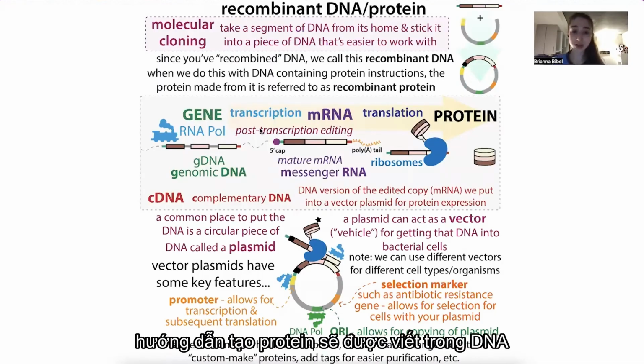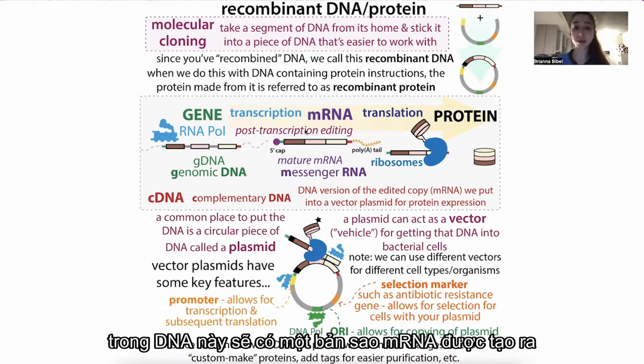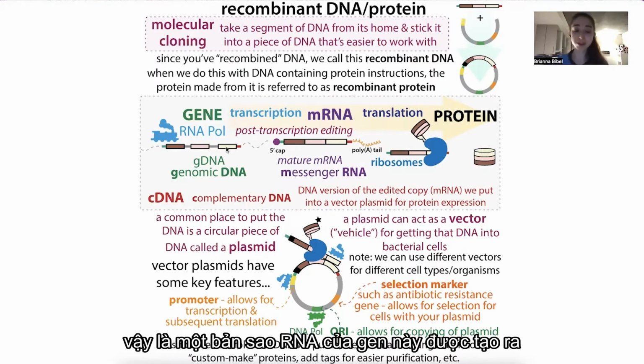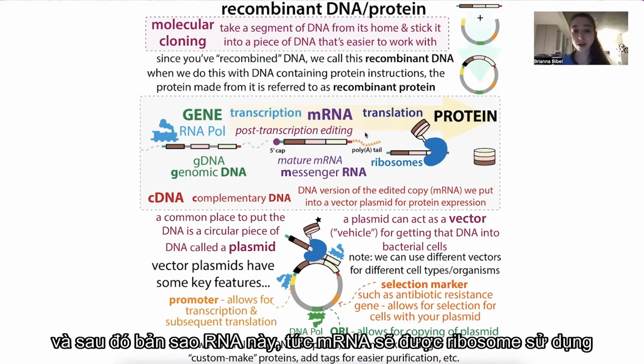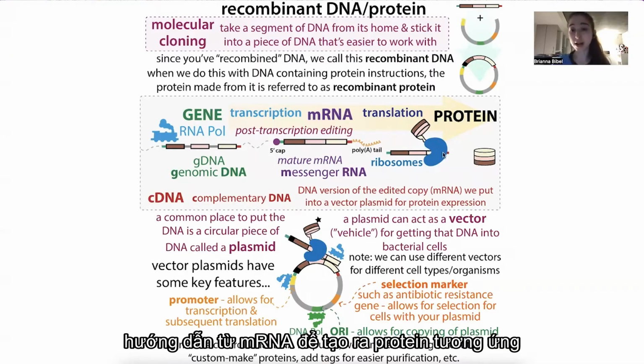The instructions for making a protein are going to be written in DNA in the form of genes. And from this DNA, a messenger RNA copy of it is going to be made. So an RNA copy of this gene gets made, and then this RNA copy, this messenger RNA, is used by these ribosomes, these protein-making complexes, to follow the instructions of the messenger RNA to make the corresponding protein.